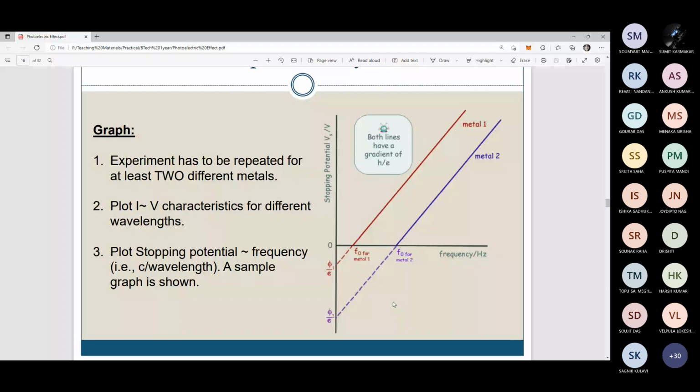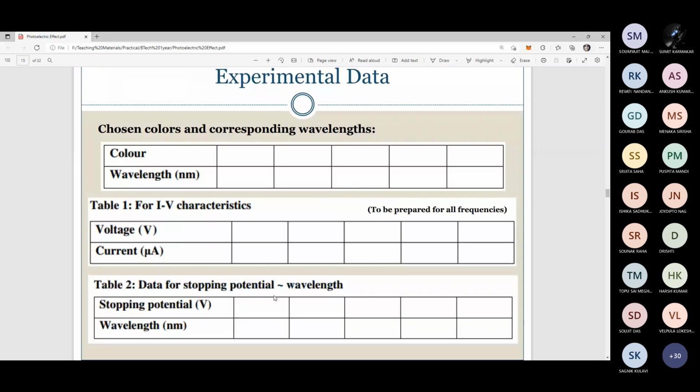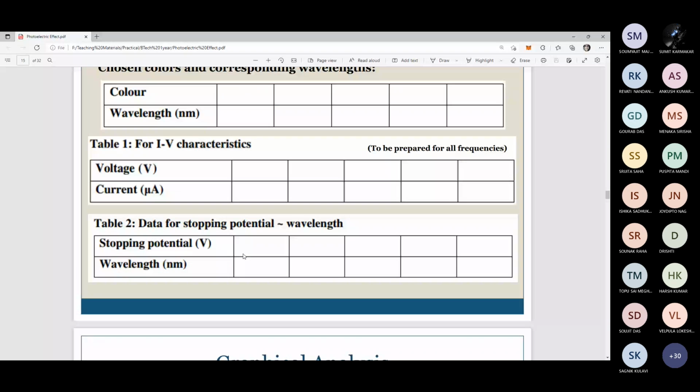To plot it, you need frequency and stopping potential. So how will you do it? According to this table, you see stopping potential and wavelength. For a particular wavelength, you will calculate the stopping potential, right? Then you change the wavelength and again calculate the stopping potential, right? In this way, you have to complete this table and that is your data set.